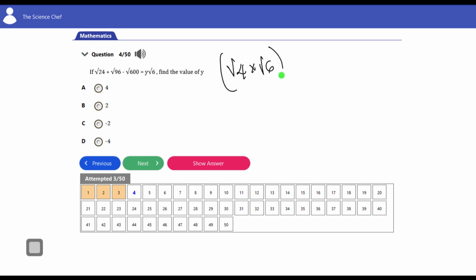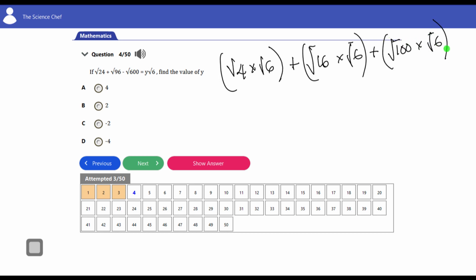So root 4 times root 6 plus root 96. 96 is 16 times 6. Remember I said we must simplify them in the form that their simplified form contains root 6. So the factors of 96 that also include 6 will be 16 and 6. So that will be root 16 times root 6, then plus, 600. 600 is 100 times 6, right? So this is root 100 times root 6.